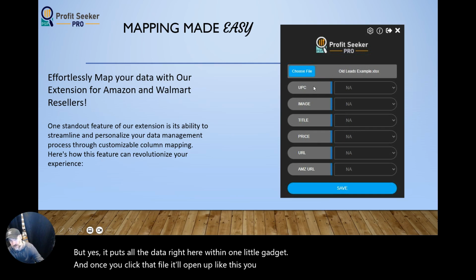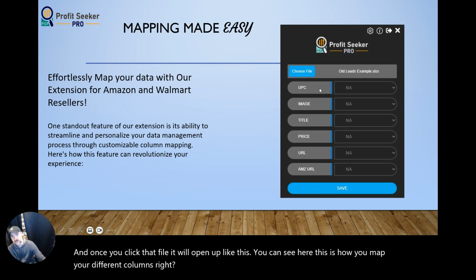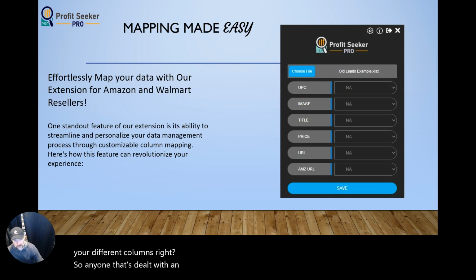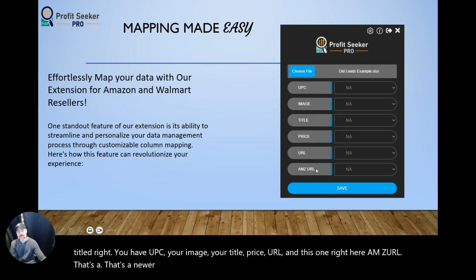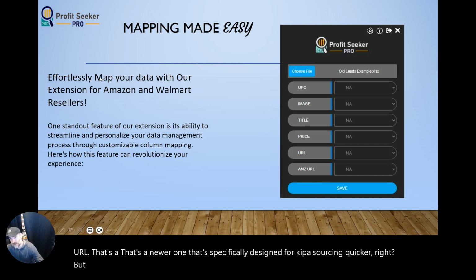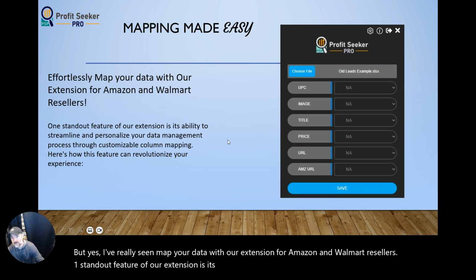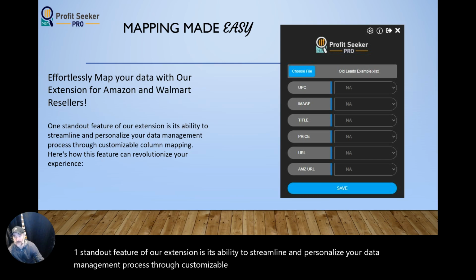You can see here, this is how you map your different columns, right? So anyone that's dealt with an old leads list or done the scraping course, you have columns titled, right? You have a UPC, your image, your title, price, URL, and this one right here, AMZ URL, that's a newer one. That's specifically designed for Keepa sourcing quicker, right? But yes, effortlessly map your data with our extension for Amazon and Walmart resellers. One standout feature of our extension is its ability to streamline and personalize your data management process through customizable column mapping. Here's how this feature can revolutionize your experience, or speed it up, rather.